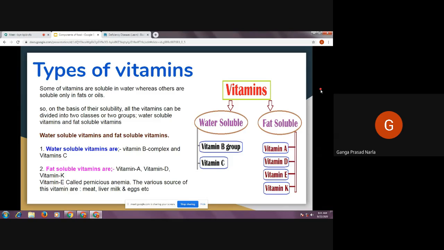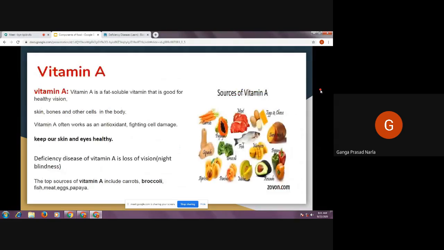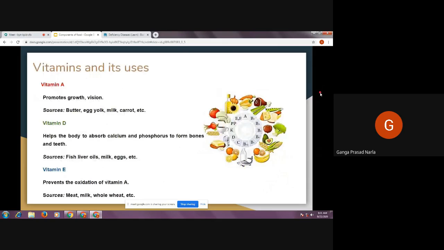What are the uses of vitamins? Vitamin A helps us to have good vision, right? Good vision means good eyesight.